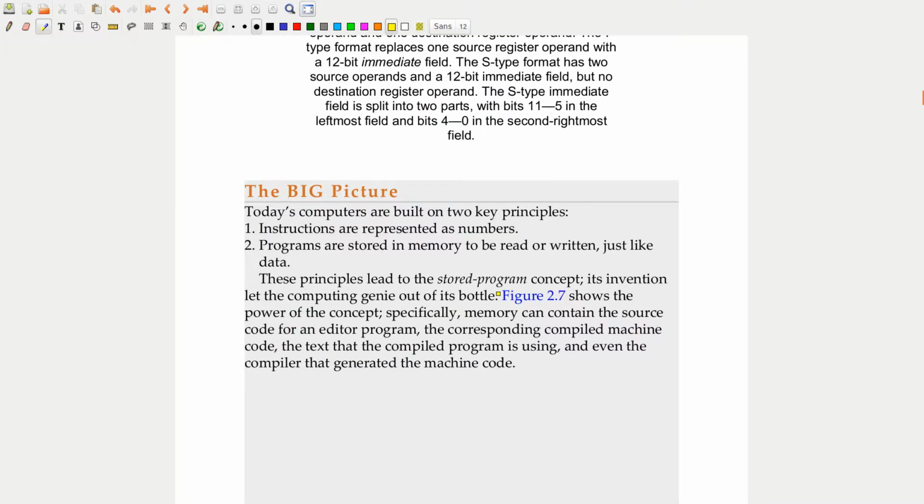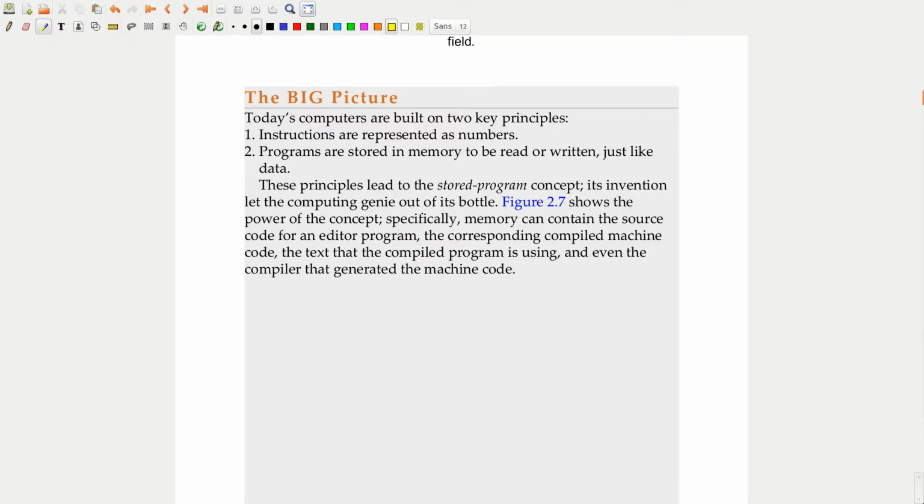Okay, so let's look at the big picture for a second. As we know from our previous talks, today's computers are built on 2 things: that instructions are represented as numbers, as binary digits, and that programs are stored in memory to be read or written just like data. So we have program memory and we have data memory. These are very simple concepts, and this is really all we need to keep in mind when we're talking about computer architecture.